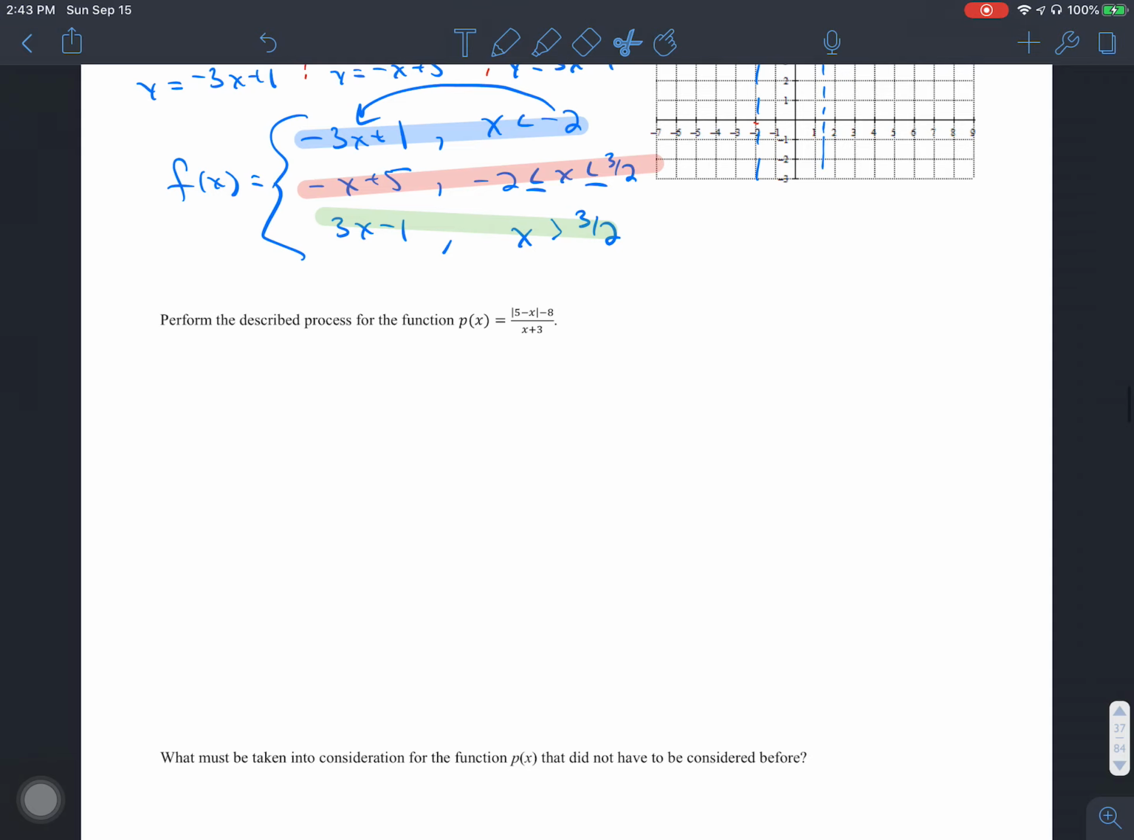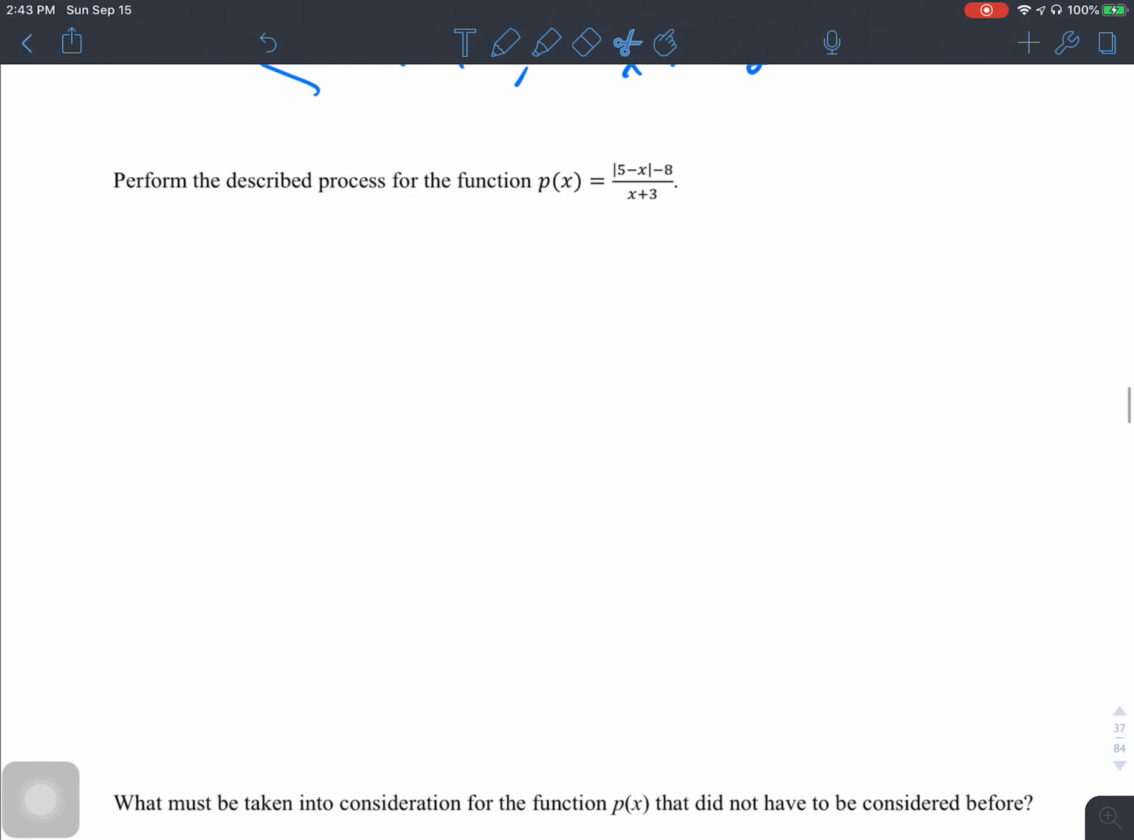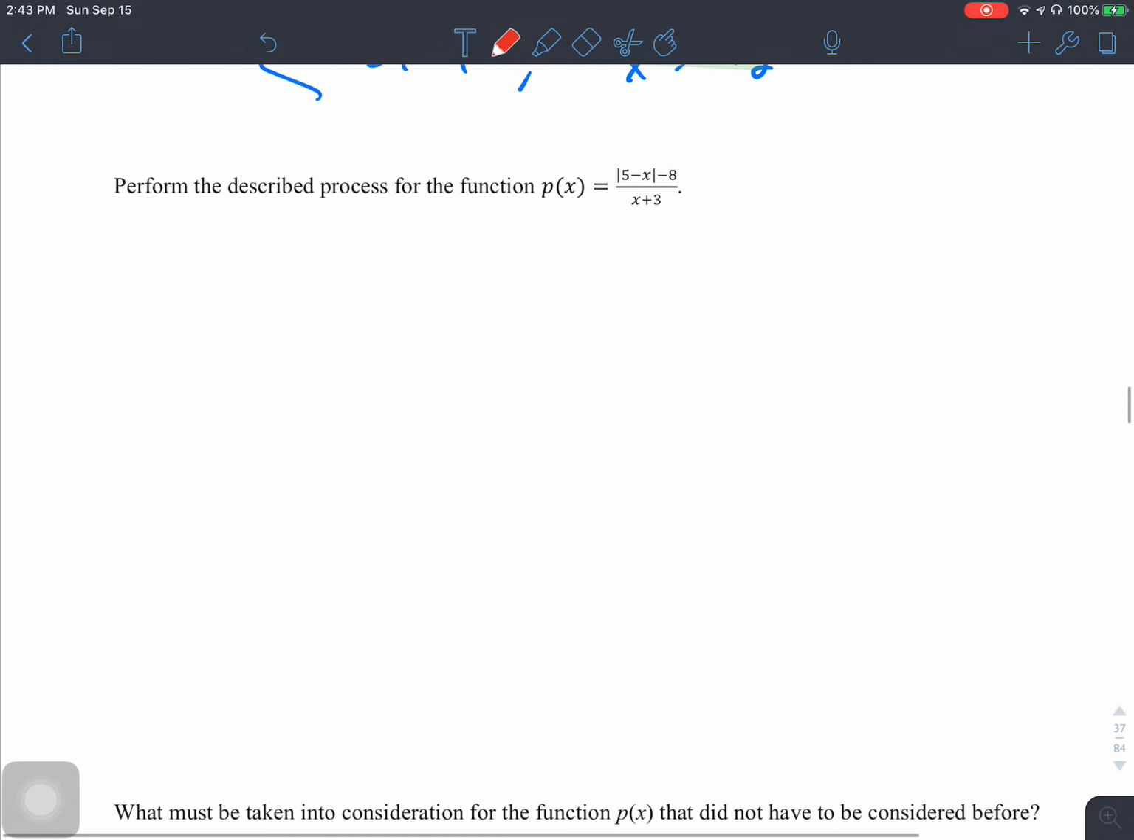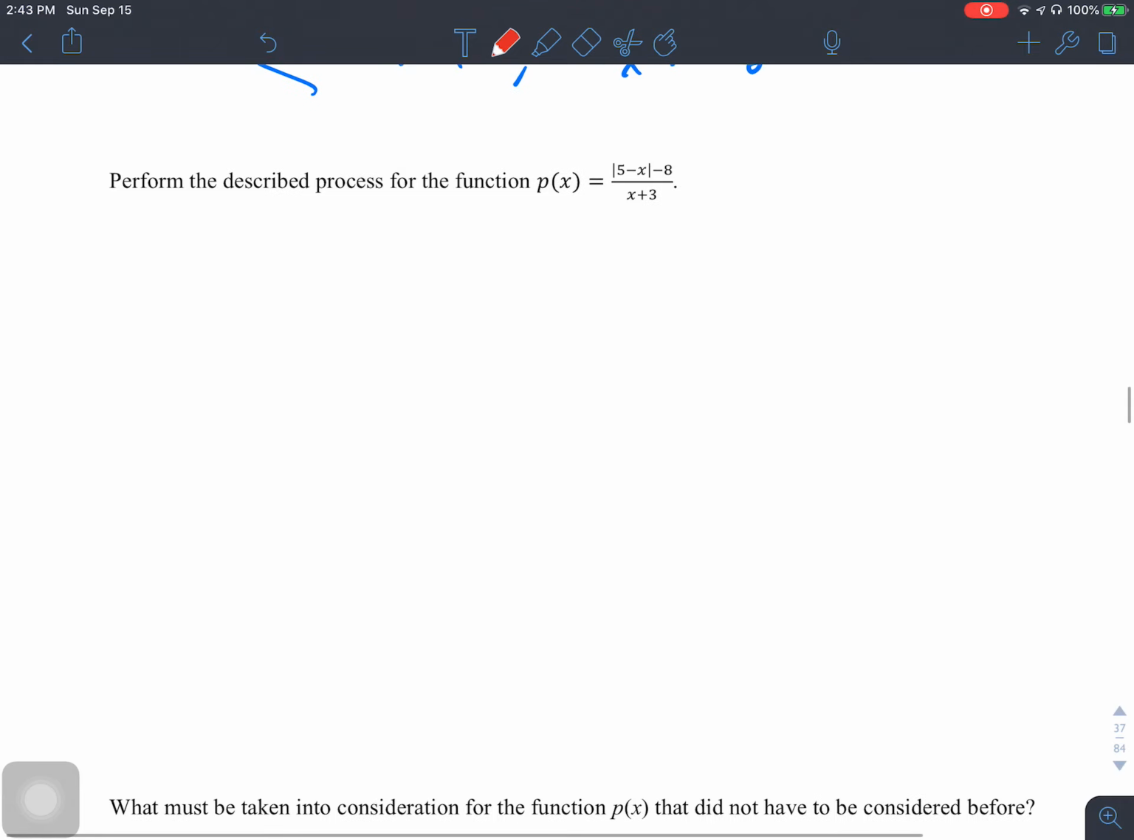This last one is a little different. It says perform the described process for this function. It doesn't say to graph it, and that's great because we don't know how to graph this, quite frankly. This one is different because it's a rational function. It's rational because you're dividing by a variable. This is going to have some type of discontinuity as a result of that. But the process we've been using was going to work for this, and let's use that process. Let's draw a number line.